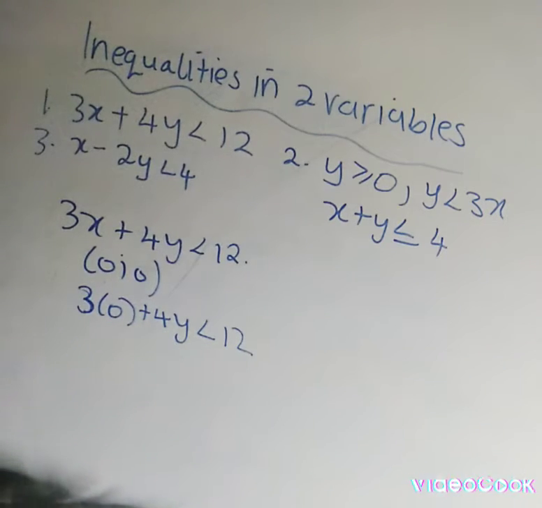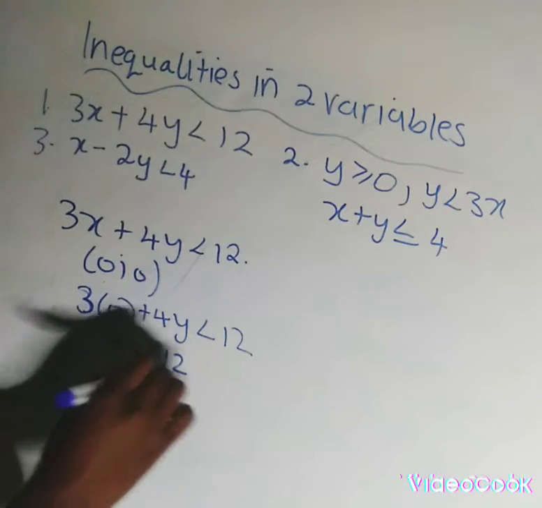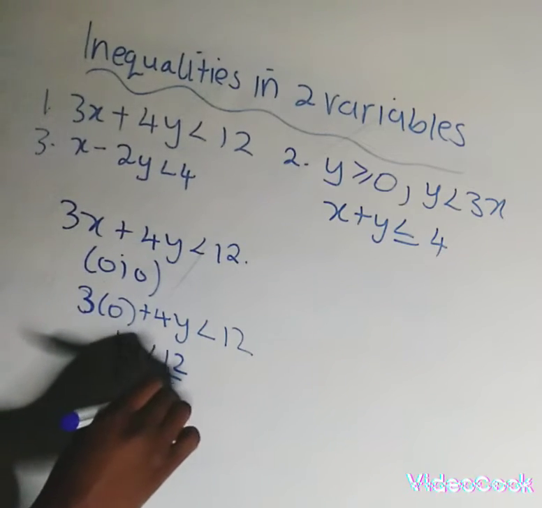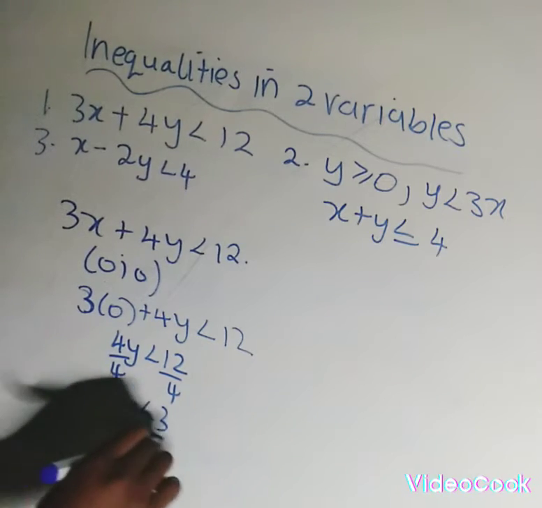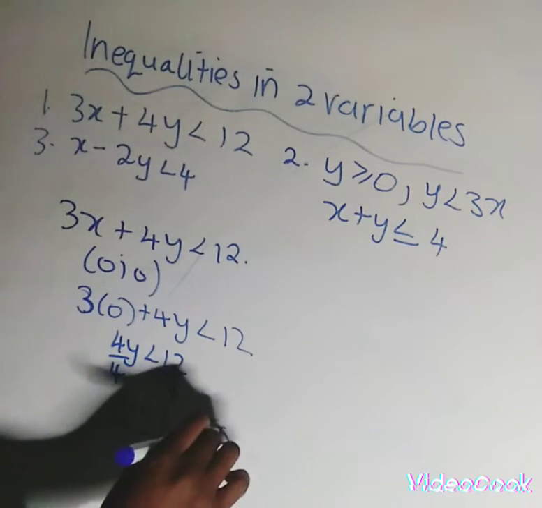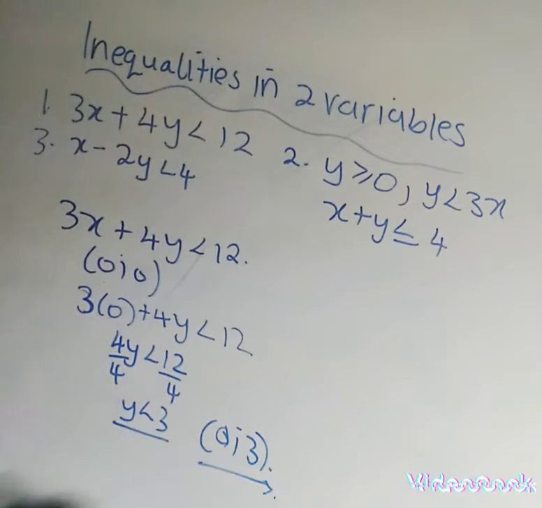Anything multiplied by a 0, it's a 0, right? So we have 4y is less than 12. We divide by 4 both sides. So in other terms, our value for y is less than 3. So we are saying when x is 0, y will be a 3. This is our first coordinate.